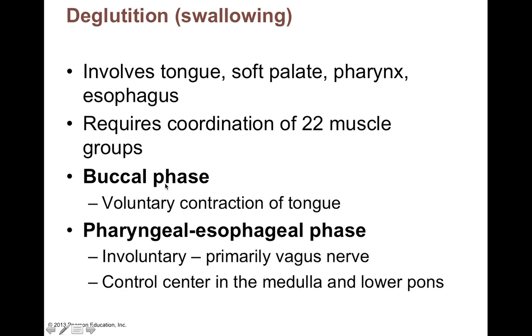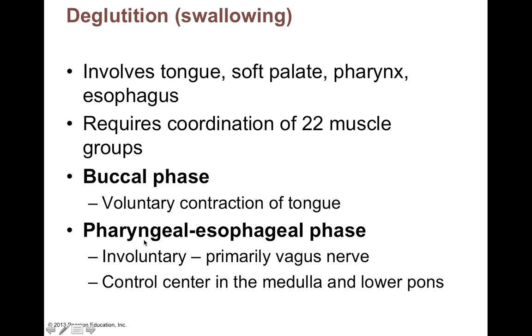So it starts with this buccal phase. Now the buccal phase, buccal just means cheeks, right? So at the level of the cheeks, that part of your mouth, the buccal phase requires the contraction of your tongue. Your tongue is under the control of your hypoglossal nerve, which is cranial nerve number 12, if y'all remember that. And so it requires both that tongue muscle to work and your hypoglossal nerve to be functioning as well. But that would be involved with the buccal phase.